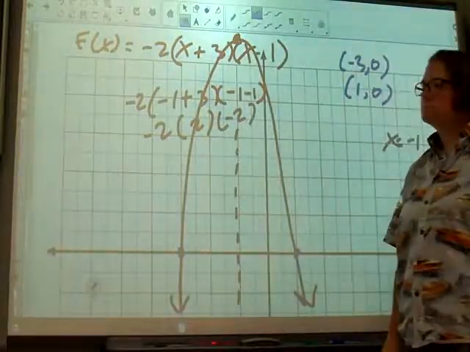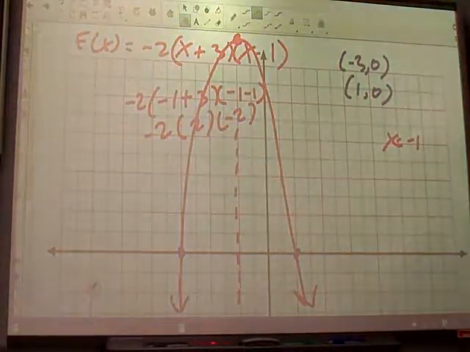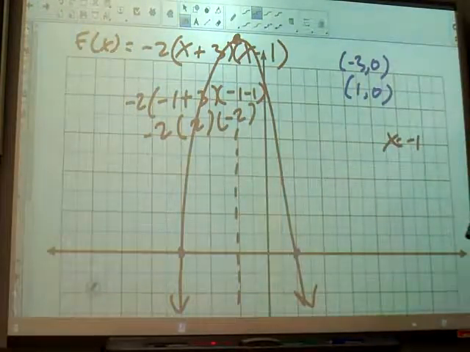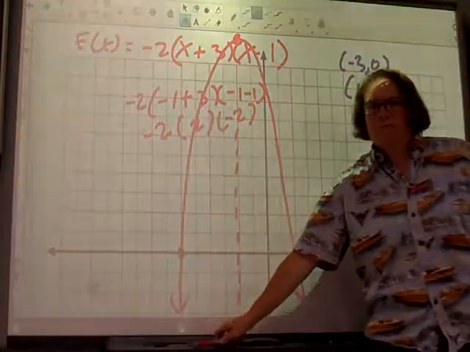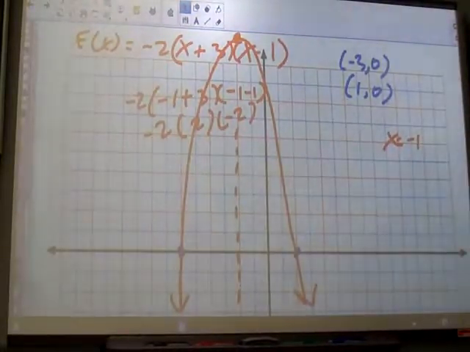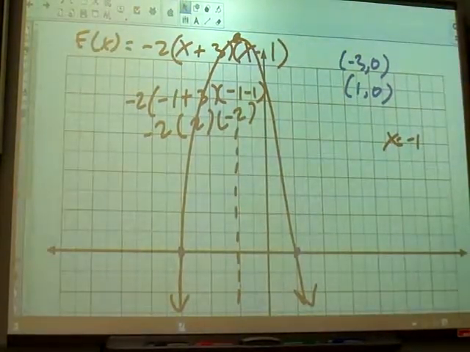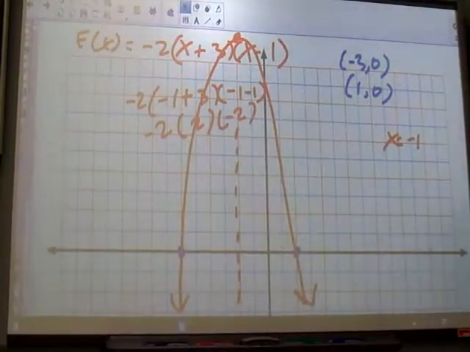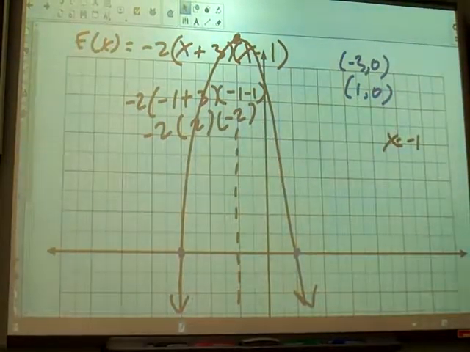Wait, what was it? It was 8? Yes. Is that what you got? Yes. Good. Good in the hood. All right. It's got a max at 8. Y equals 8.